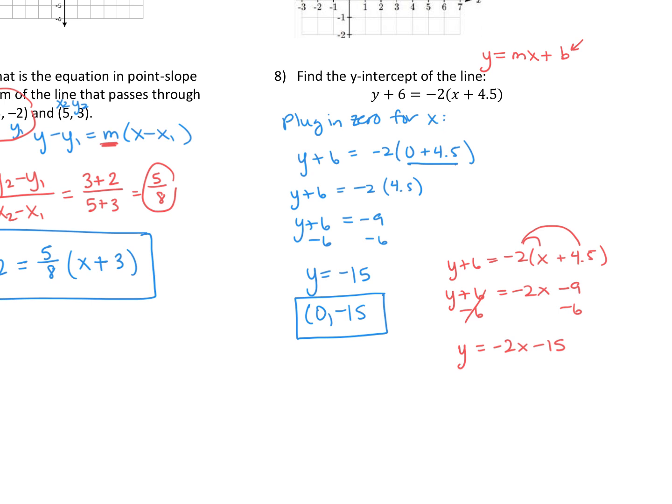And now we can see y equals mx plus b. Our b value is negative 15, giving us (0, negative 15) as a y-intercept from this equation. So 2 ways to do it. Pick your favorite one.